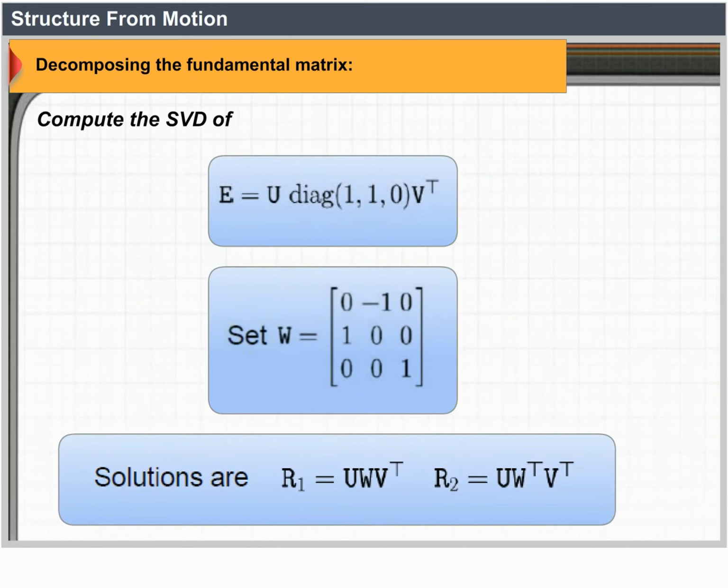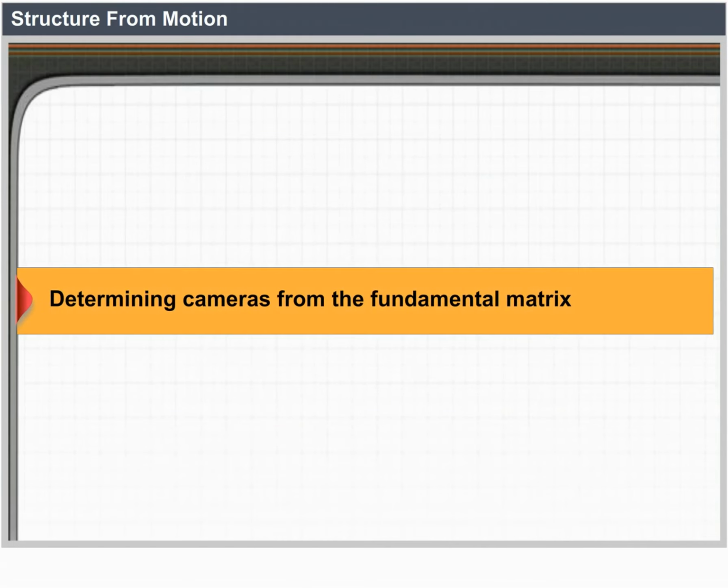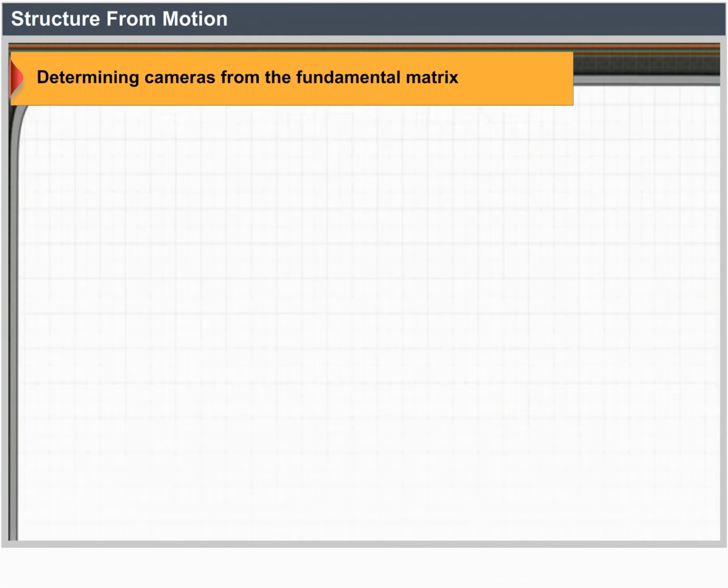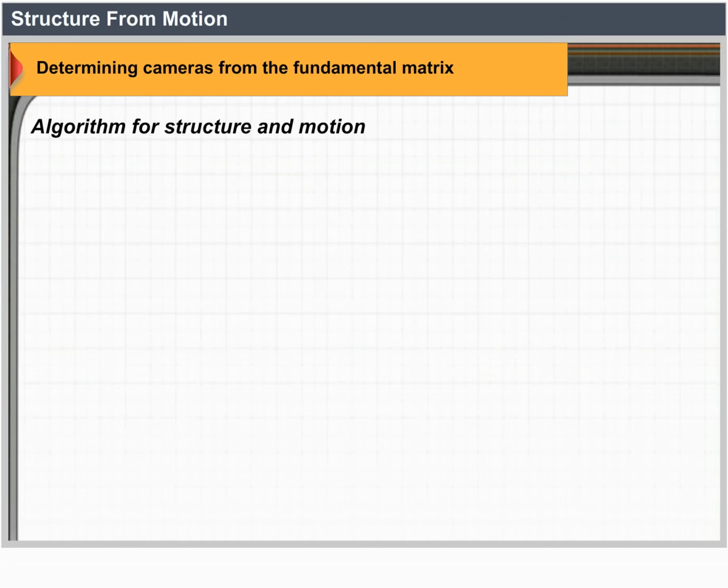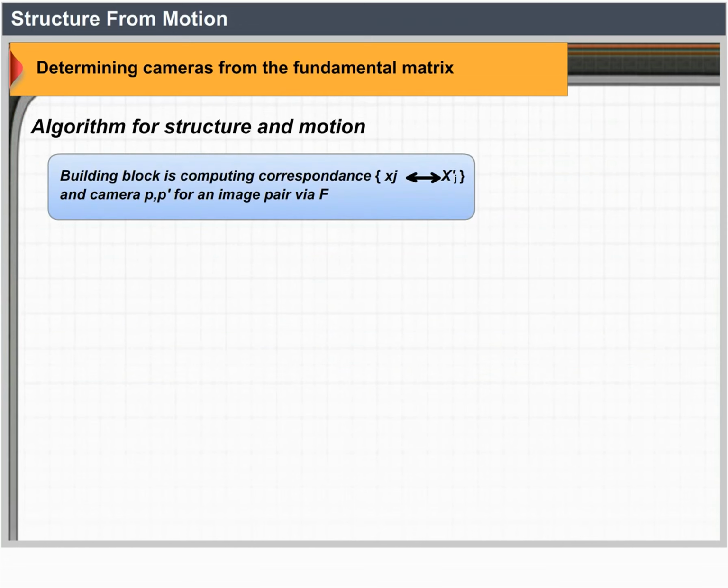Determining cameras from the fundamental matrix. Algorithm for structure and motion. Building block is computing correspondences xj tends to xj dash and cameras p, p dash for an image pair via F as represented on screen.